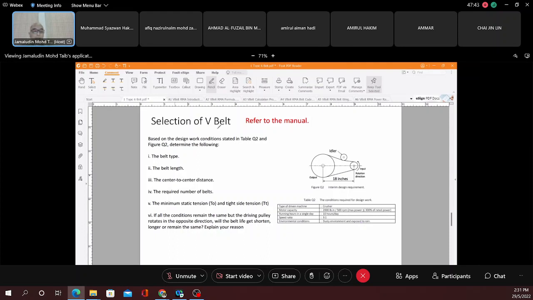Okay, when you have all this information, based on the design work conditions stated in table Q2 and figure Q2, determine the belt type, belt length, center to center distance, the number of belts, and the minimum static tension and the tight tension. Right. We start with step number 3 first.